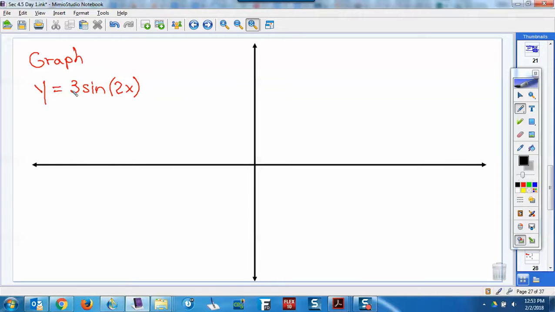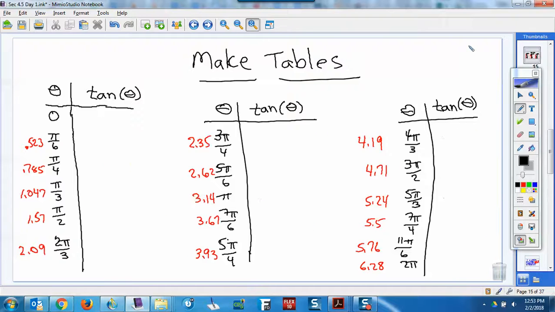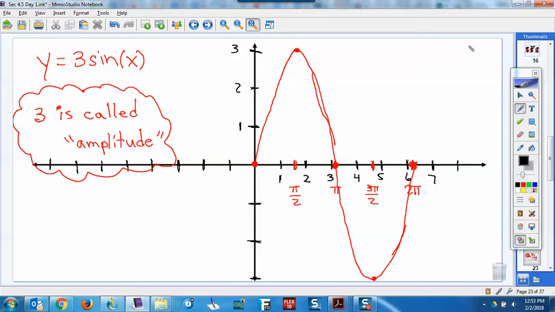Now I'm looking at the 3, right? What do I know is going to happen then? It's going to stretch, so it's going to go up 3, and it's going to go down 3. So I'm going to make marks like that. Then I'm looking at the 2. What does that do? It shrinks, but more importantly, it tells me I have a new period, which is going to be 2 pi divided by 2, which is pi. Now we go back to what we said about the sine curve: the sine curve has these 5 important points, right?